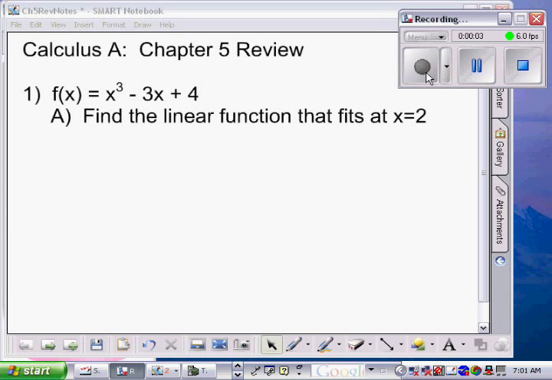This was the very first day of the chapter when we did approximations, and we're going to be finding the error of approximation here. You've got one of those on your test. Peter asked me about the one that says find the linear function that fits at x equals 2. Peter, what are we supposed to find?